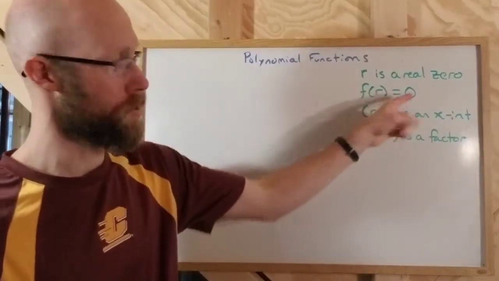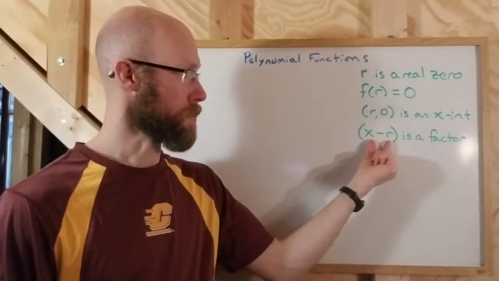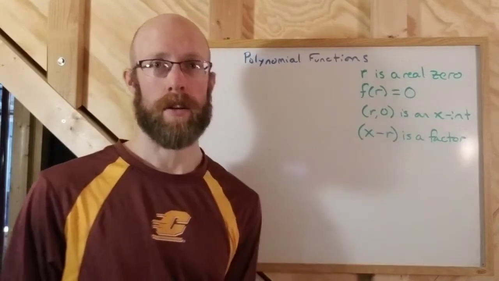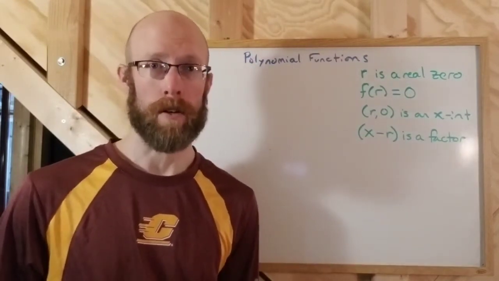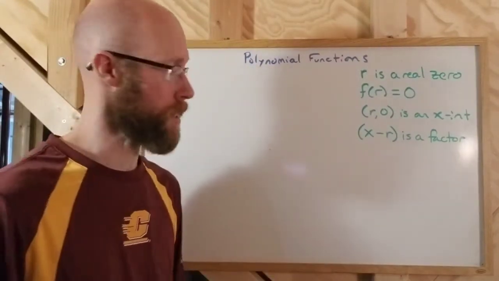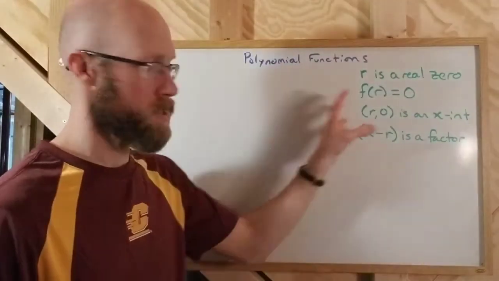Which means r comma 0 must be on the graph. And x minus r becomes a factor of your polynomial, okay? So we saw all those in the past now. So we're going to utilize this information.